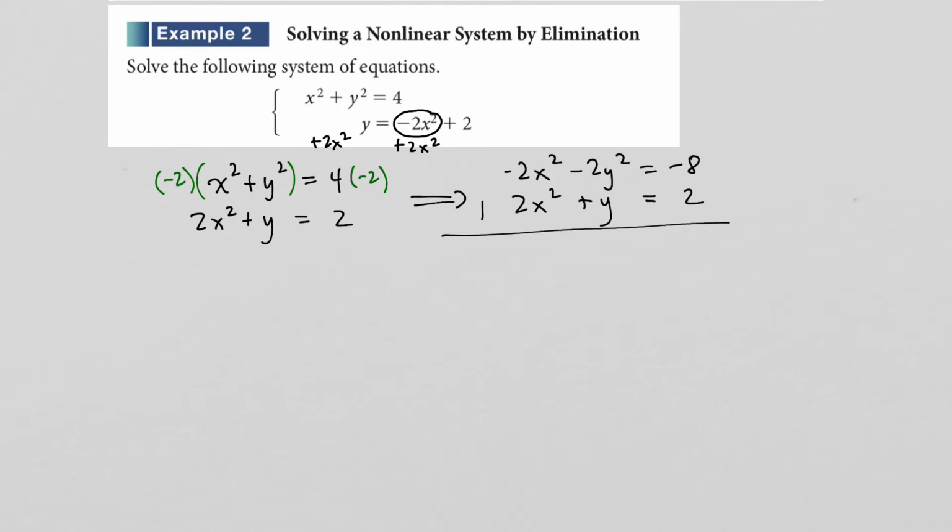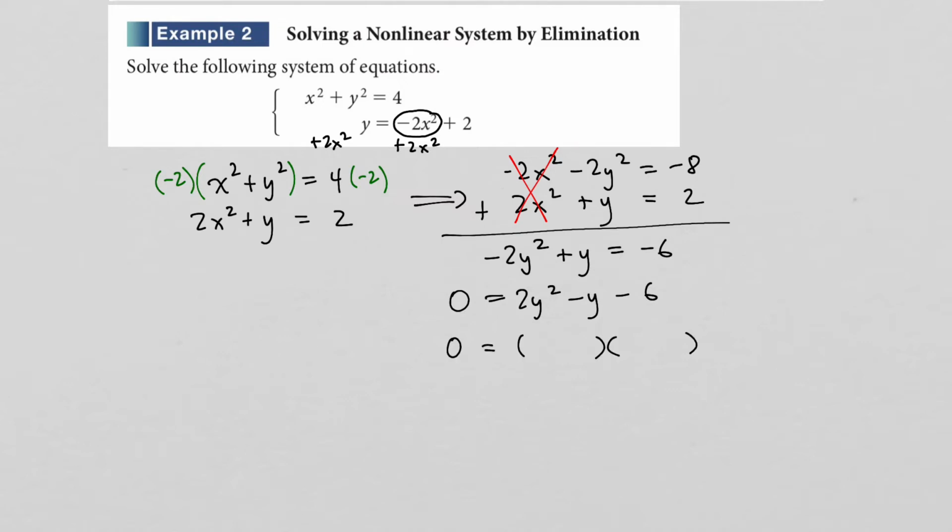And now you can see if we add these together, these terms cancel out, and we end up getting negative 2y squared plus y is equal to negative 6. And to solve this for y, I'm going to set it equal to 0, and I'm actually going to move the y terms to the right side of the equation. And the reason I do that is because I want my y squared to be positive. So I will add 2y squared to the right side, and I will subtract y from the right side. And now we just simply factor the resulting quadratic here.